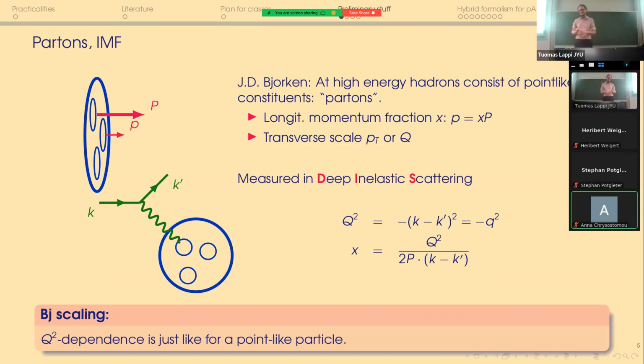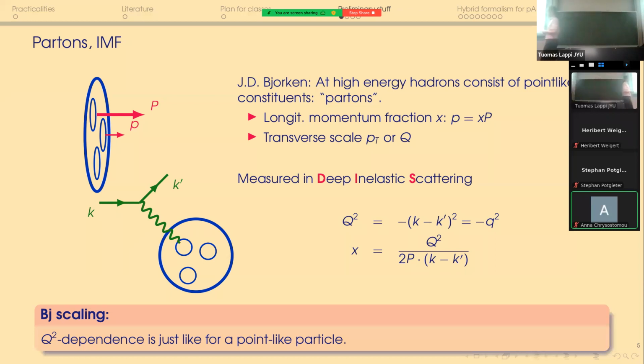Everything here is in the lecture notes that are available somewhere. Okay, so one typical example: how do you see that a proton consists of partons? The experiment that led Bjorken to start thinking about partons was deep inelastic scattering, in the 60s, I believe. So what happens in deep inelastic scattering?